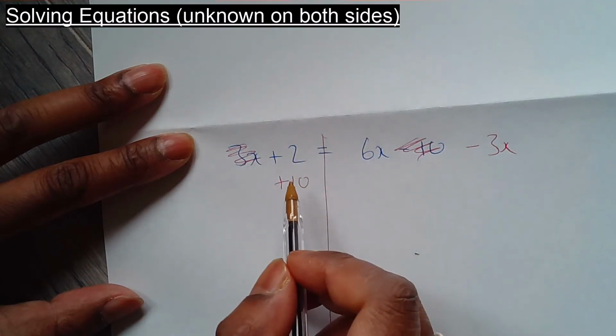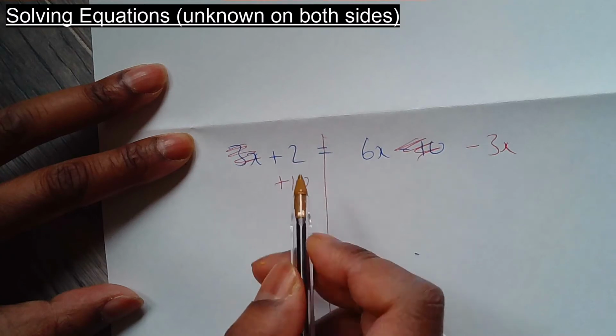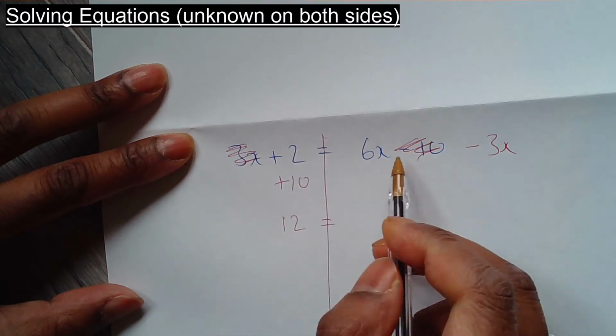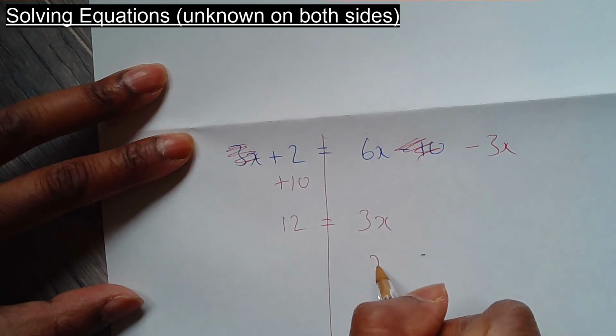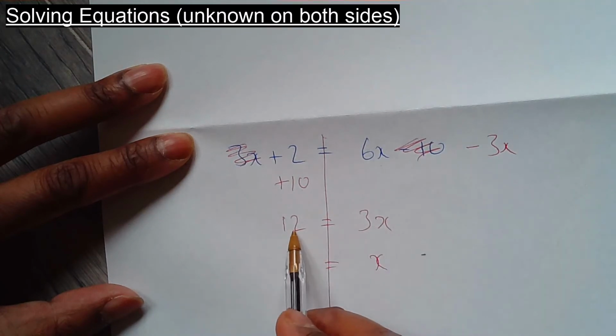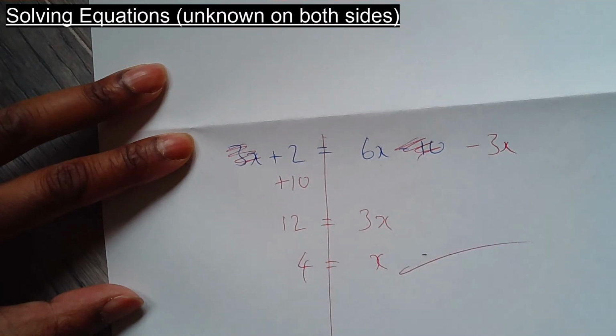So let's see what damage has been done. So you got 2 plus 10 is 12. 6x take away 3x is 3x. Something times 3 to give me 12, x equals 4.